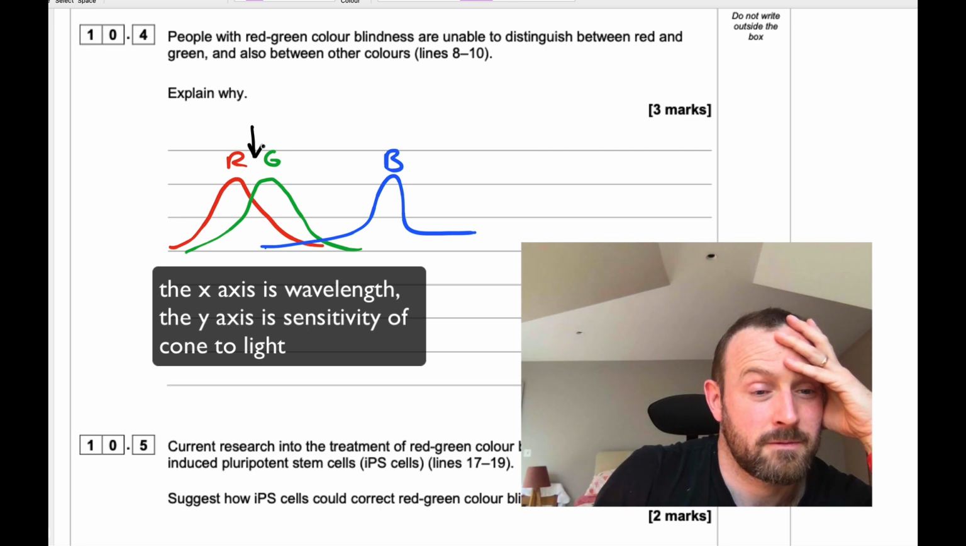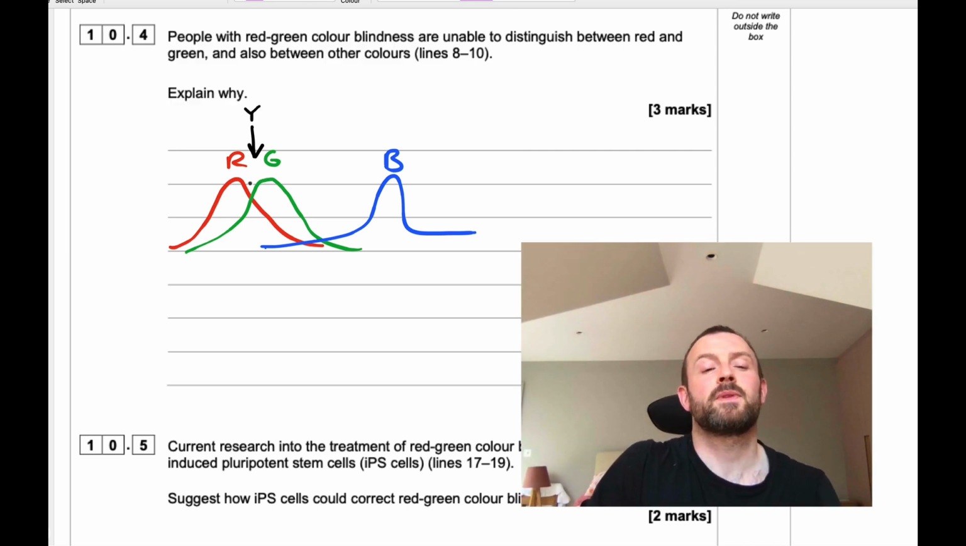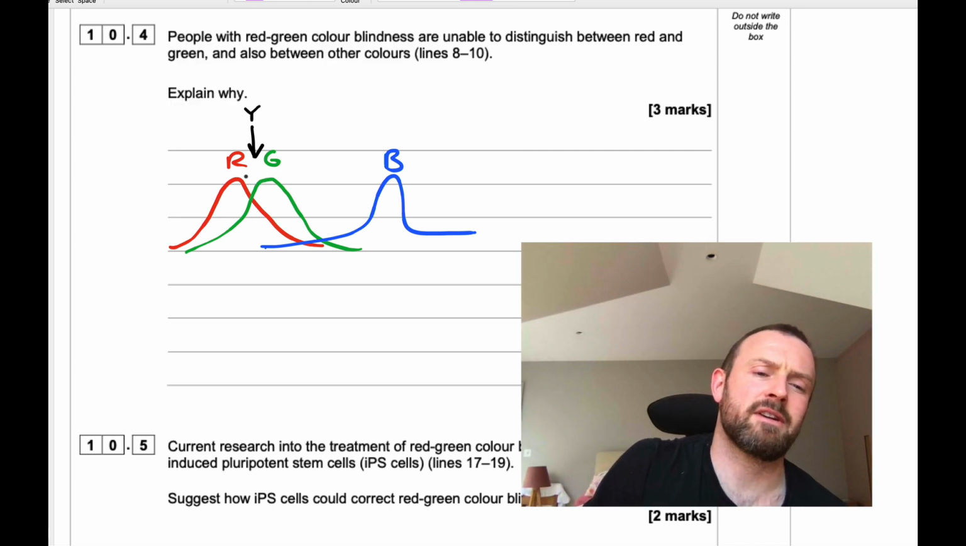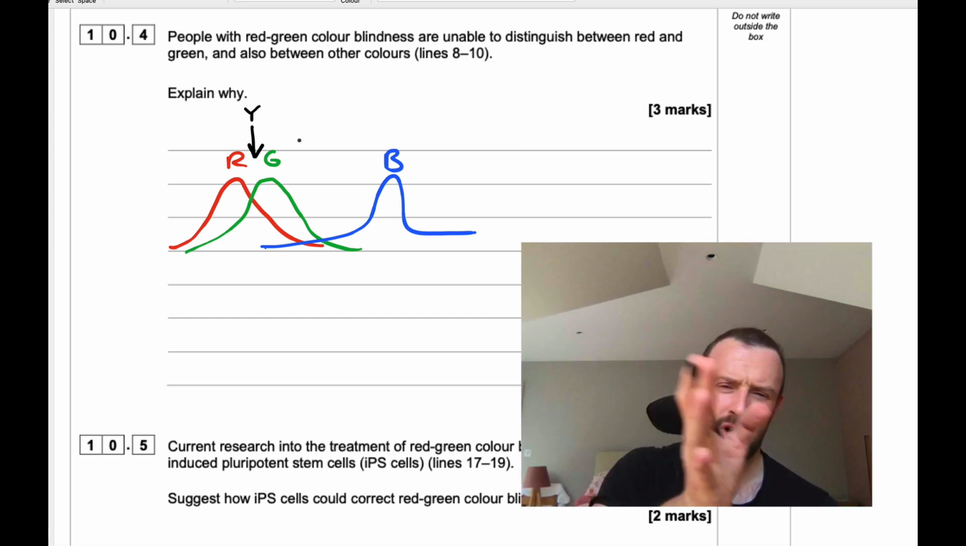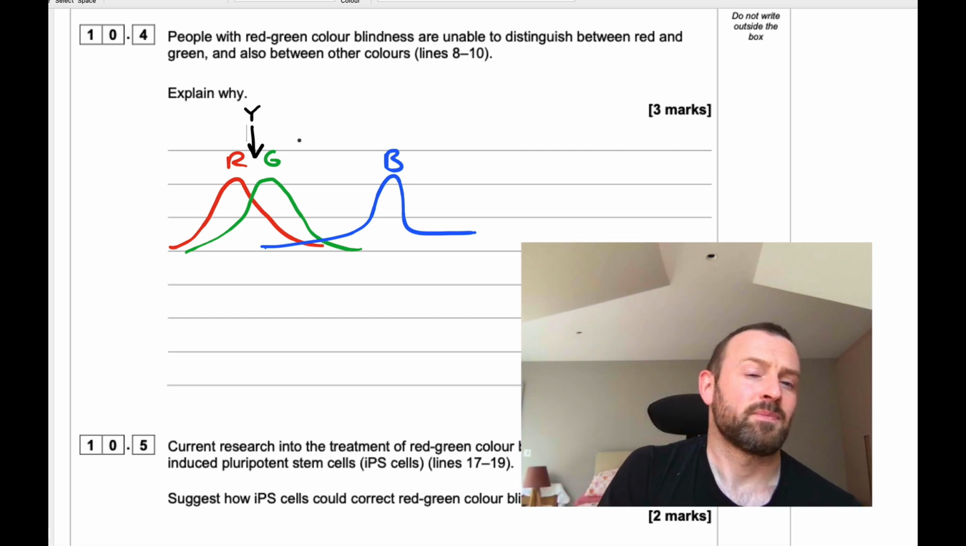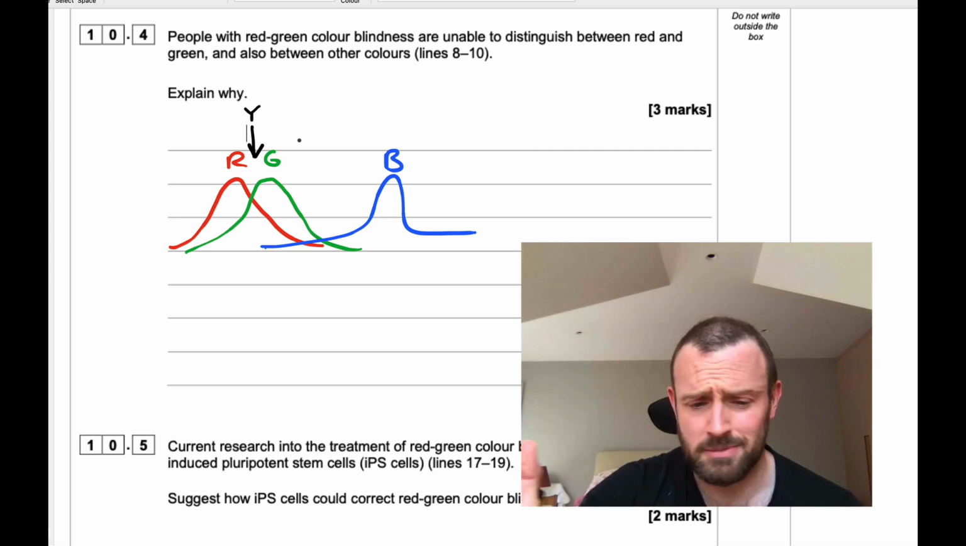Because if you have an object that's here, we would normally perceive this as yellow. If something is bang in the middle between red and green, we perceive it as yellow, which is our brain saying, okay, there are red cones firing and green cones firing, so we're going to call that yellow. If you don't have green, you'll just see red as red, you'll see yellow as red, and you'll see green as red. You will only be able to distinguish red and blue. I have no idea how to put that into 3 marks, to be honest, so I'm just going to look at the mark scheme.